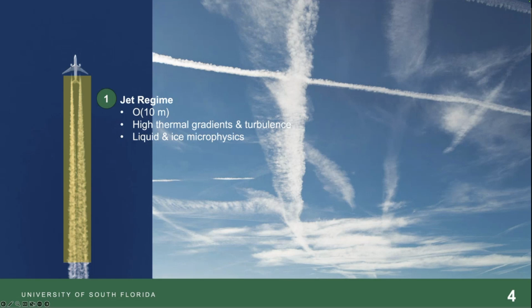And this is also, microphysically speaking, the most complex part of the whole contrail formation, because we have a multi-phase process here. We have both liquid droplets that form as the plume cools down, and then we have ice crystals that form from subsequent homogeneous freezing.